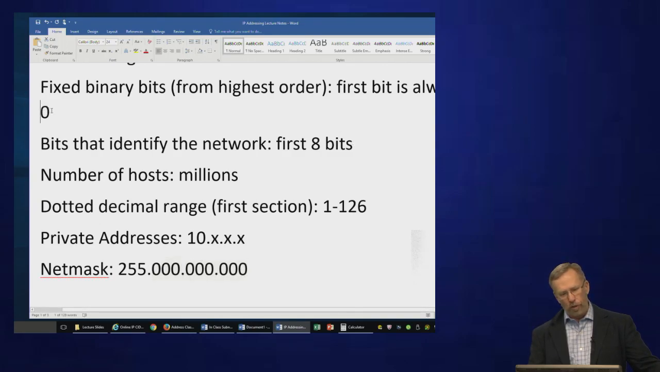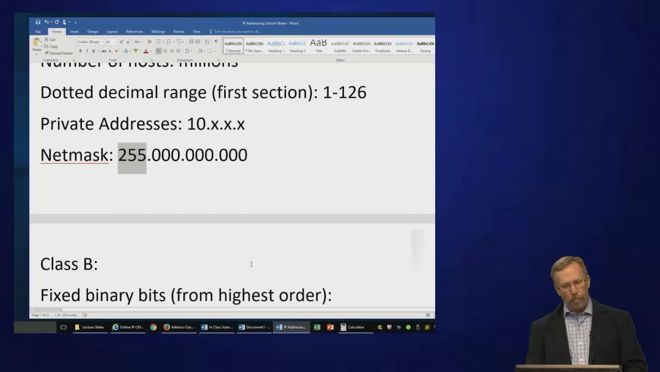Again, remember this first bit is always 0 in the actual address, not in the net mask. The net mask is going to be all ones. And remember, every time you see an IP address, you need a combination of the IP address and the subnet mask, or the net mask, to figure out what it really means.